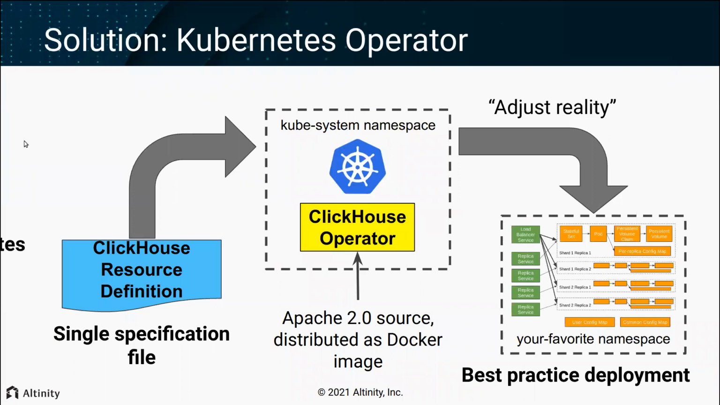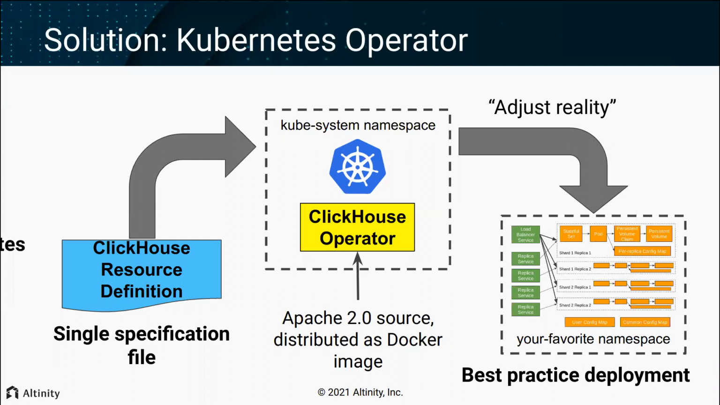Fortunately, there's a solution, and it's called an operator. This is a relatively new feature of Kubernetes that first appeared a few years ago. Basically, an operator allows you to define new types of resources in Kubernetes. And so we have something called the ClickHouse Operator that we developed. It will consume a resource definition for ClickHouse that's just a single, relatively simple file.